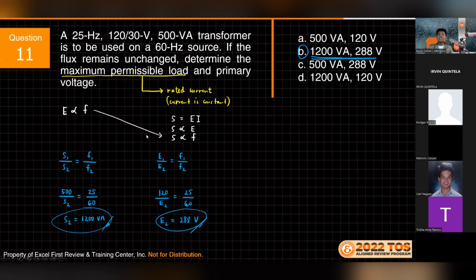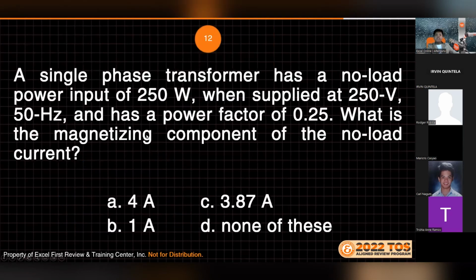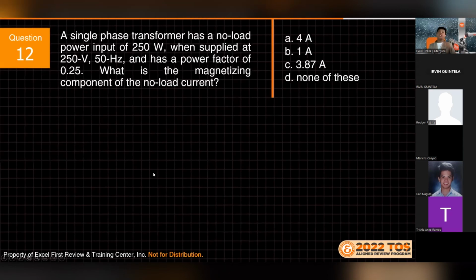So next to it is this, number 12. It says there, a single phase transformer has a no load power input of 250 watts when supplied at 250 volts, 50 hertz, and has a power factor of 25%. What is the magnetizing component of the no load current? Ang baba ng power factor, no? Taas ng reactance, no? Okay, so now let's proceed.